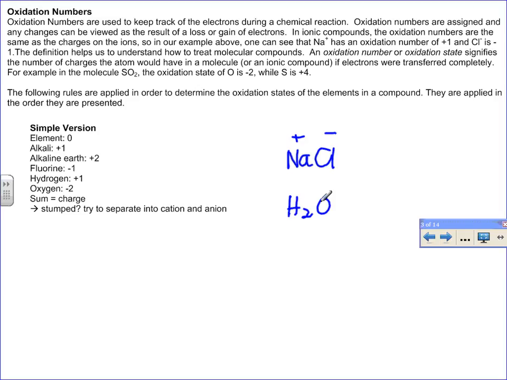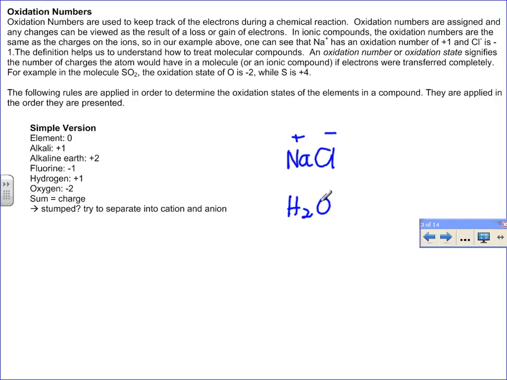Now, in order to determine the oxidation numbers of the elements in a compound, what we need to do is use a set of rules. And we're going to follow these rules in order. Okay? And there are going to be some things that are different that you wouldn't necessarily expect. So we'll go through some examples so that you can see the different scenarios.